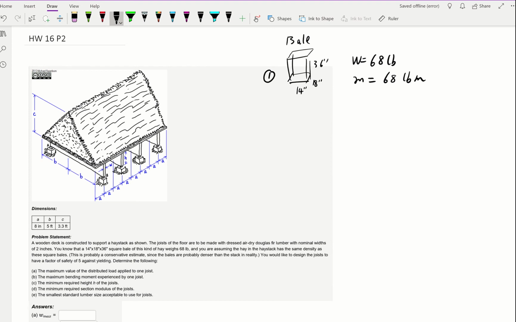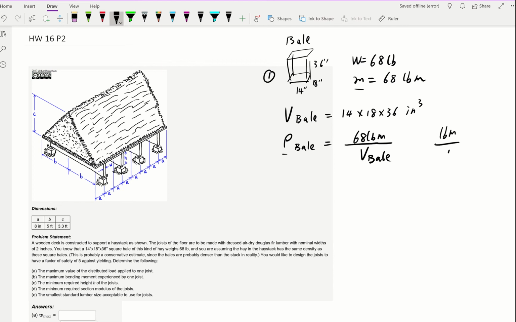So what can we get from this information? First of all, we can find the volume of the bale. It's going to be 14 times 18 times 36. That's going to give us inches cubed. Then we also know the mass, so we can go ahead and find the bale density. The reason we do that is they said the roof has the same density as the bale. So 60 pound mass over this volume of the bale will help us figure out the density, and that will give us the unit of pound mass per inch cubed. That's the first step.